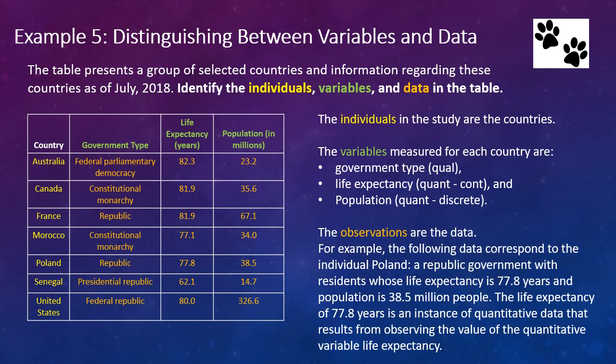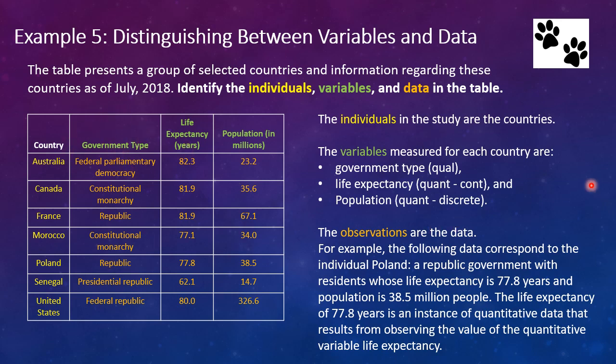And finally, the observations are the data. For example, the following data corresponds to the individual Poland. Here we have, let me pull up, sorry about that. Poland is a republic with an average life expectancy of 77.8 years and a population of 38.5 million people. The life expectancy of 77.8 years is an instance of quantitative data resulting from observing the value of the quantitative variable. Okay, so the data republic would be qualitative data because it's a qualitative variable.